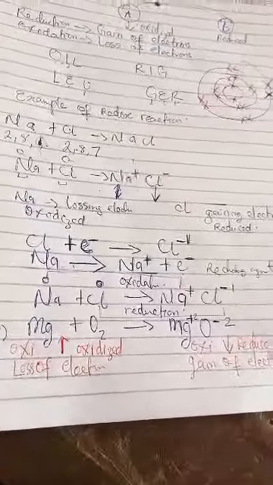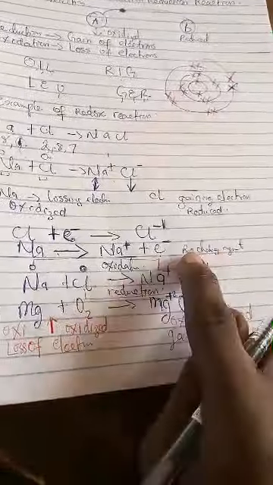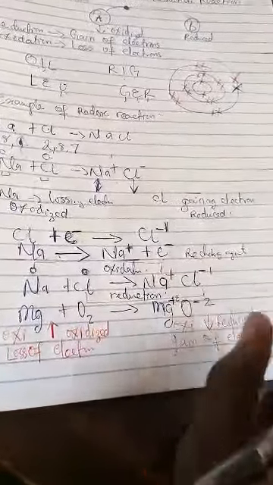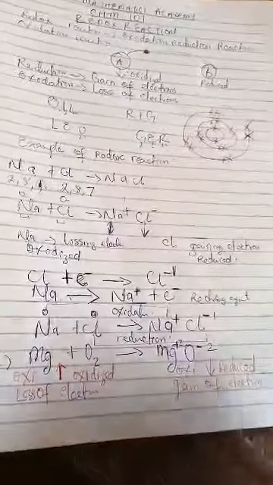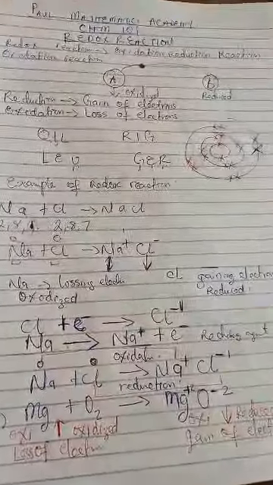Now, substances that are being oxidized are known as reducing agents, as I have said earlier, and substances that are reduced are known as oxidizing agents. And let's move to the next page of the lecture.